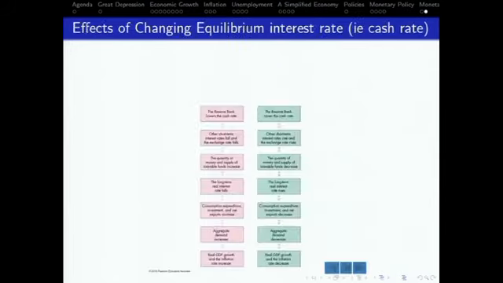Now the last bit basically tells you how the interest rate goes up and down. Look at this: the Reserve Bank lowers the cash rate. Cash rate means interest rate. So what will happen? The quantity of money and supply of loanable funds increase, the long-term real interest rate falls, consumption expenditure and net exports increase, and aggregate demand increases.